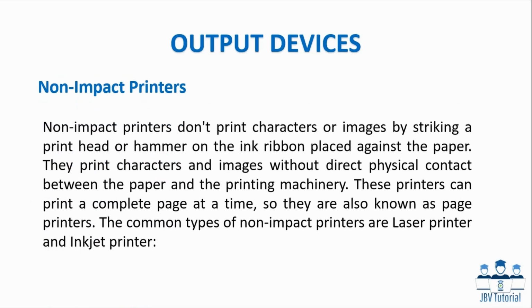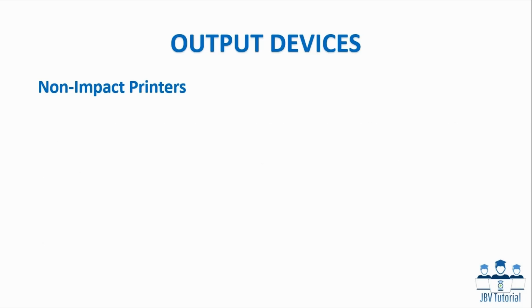Non-impact printer. Non-impact printers don't print characters or images by striking a print head or hammer on the ink ribbon placed against the paper. They print characters and images without direct physical contact between the paper and the printing machinery. These printers can print a complete page at a time, so they are also known as page printers. The common types of non-impact printers are laser printer and inkjet printer.